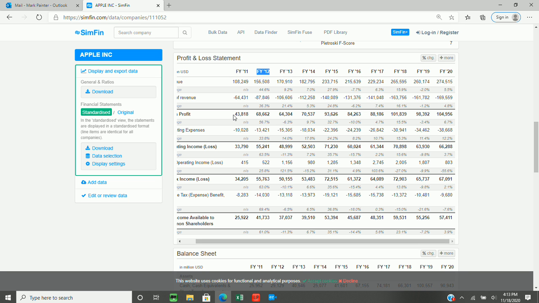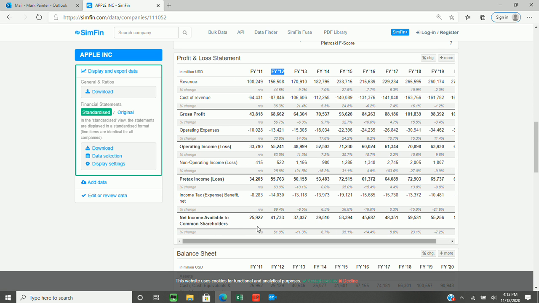Now that's important to look at because you want to make sure that your company is growing. That's one of the things when you're buying a stock, you want that company to grow, especially when you're looking at a growth company. But this is important because you put this percent change in here and it lets you go through all of the different line items and look at how that works.